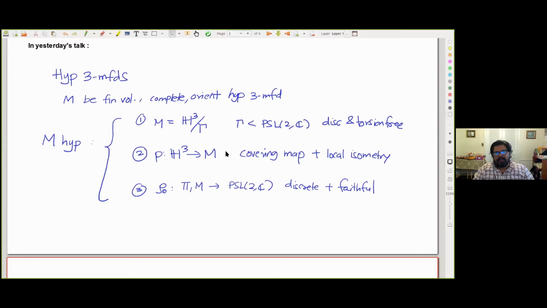Equivalently, there is a covering map: the universal cover of M can be seen as hyperbolic three-space, where the covering translations are isometries of H3. And that's equivalent to saying that there is a representation of the fundamental group into the group of isometries of H3, which is discrete and faithful. So these are the three ways you usually see it, and we move between different points of view depending on what aspect we want to emphasize.